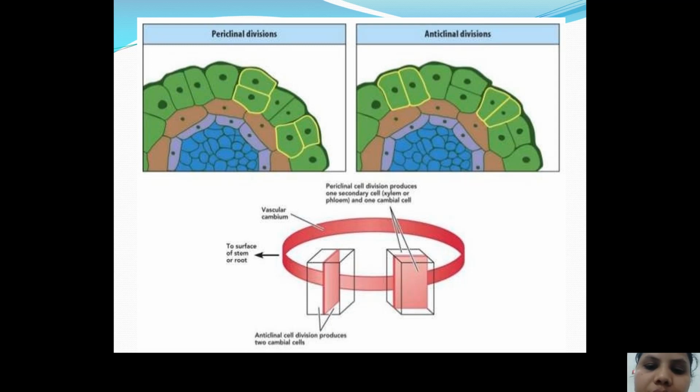So as a result, you can see here the alignment and how the cells of the vascular cambium are given out, and as a result, new layers of cells are added to the vascular cambium to the inside and the outside.